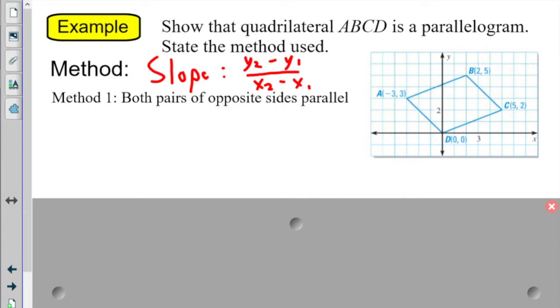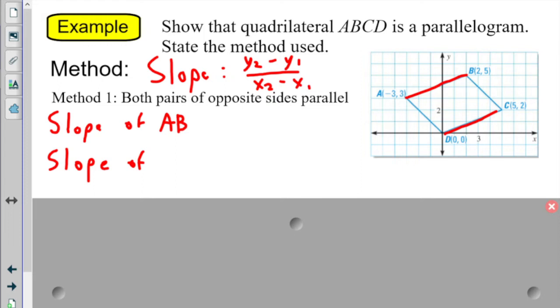So I'm going to start by getting my slope for A to B. And my goal, don't forget, is that I want to compare that to the slope of the side that's opposite A to B. And my side that's opposite A to B is going to be C to D. So I'm checking A to B and C to D, checking those slopes and making sure that they're the same. That's my goal.